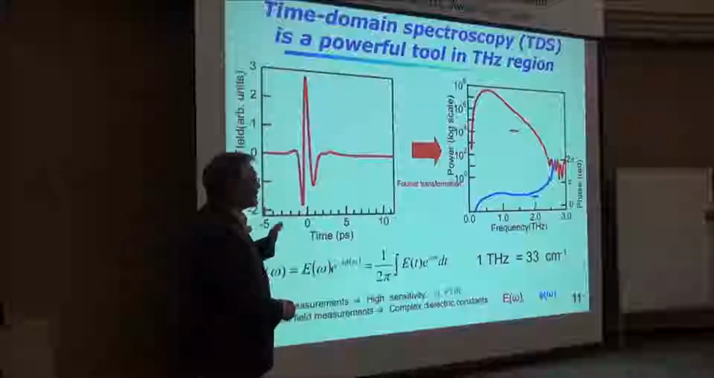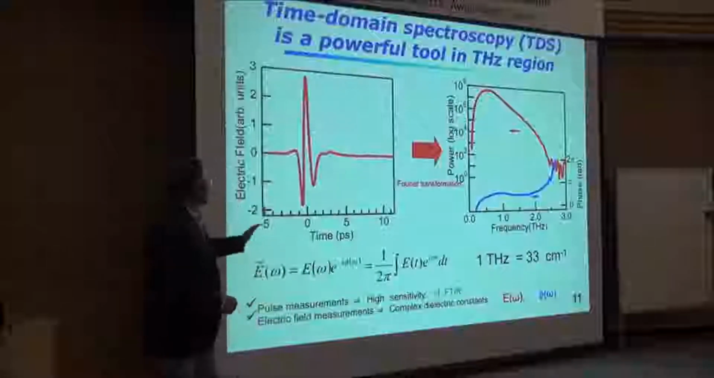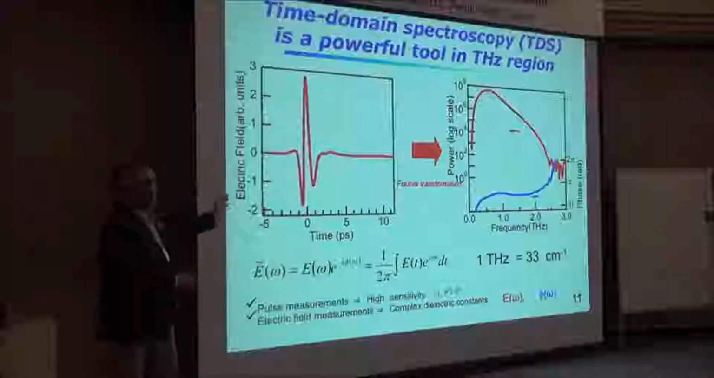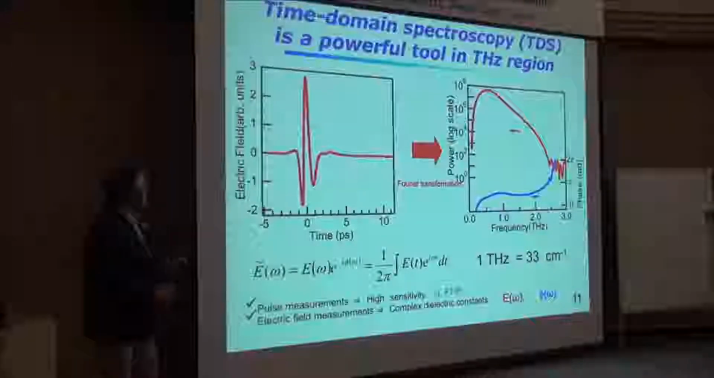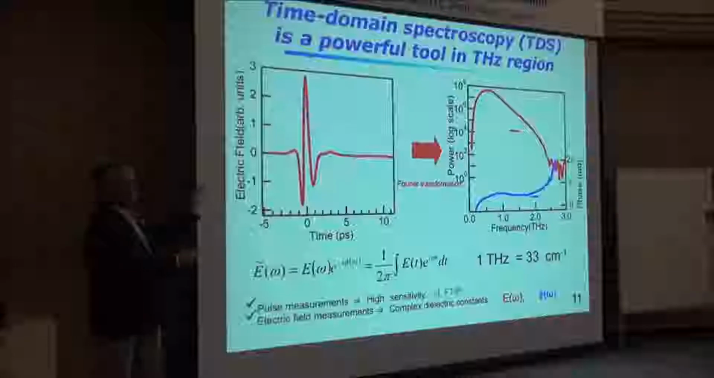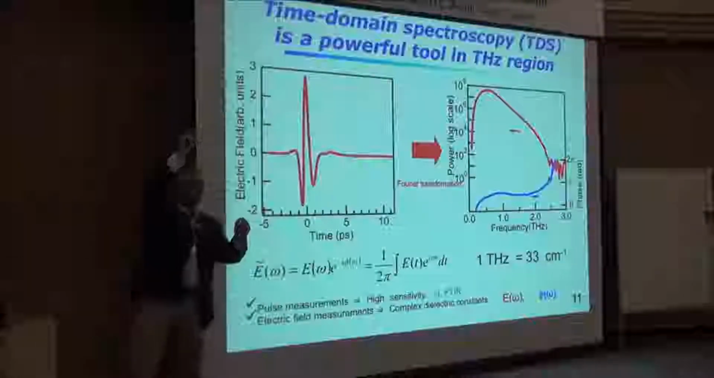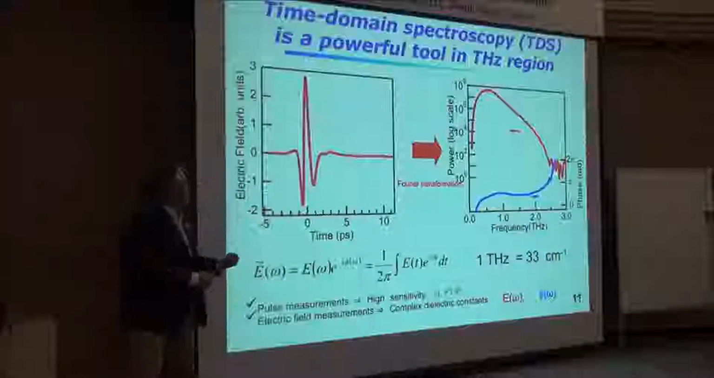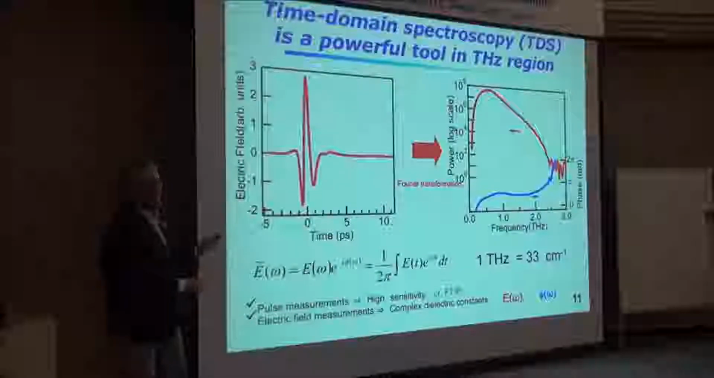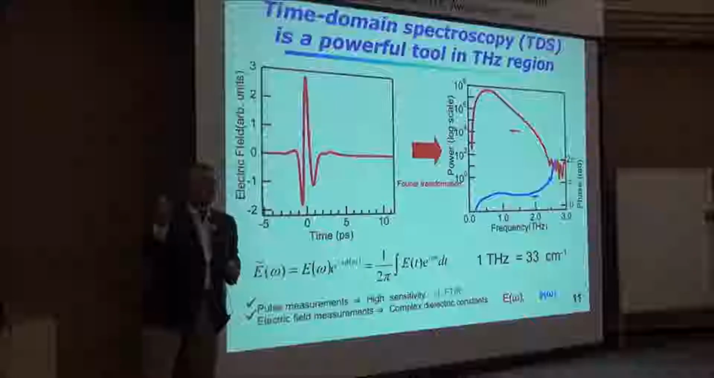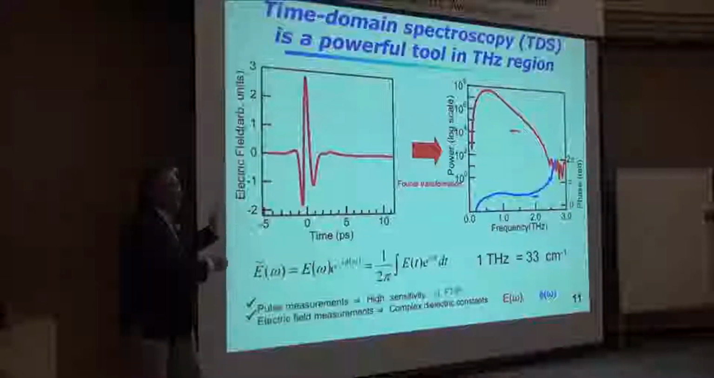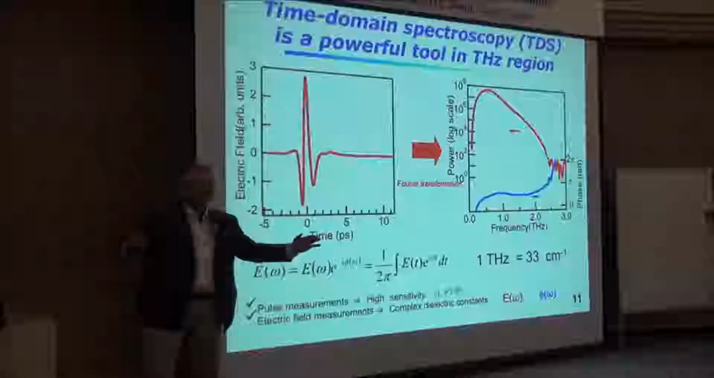So this one is a very typical time profile of the terahertz wave using a femtosecond laser light source. You can see this is just one cycle of electric field oscillation, and this period is on the order of 1 picosecond. This means that it's almost 1 terahertz, but this one cycle means that it's quite broadband.